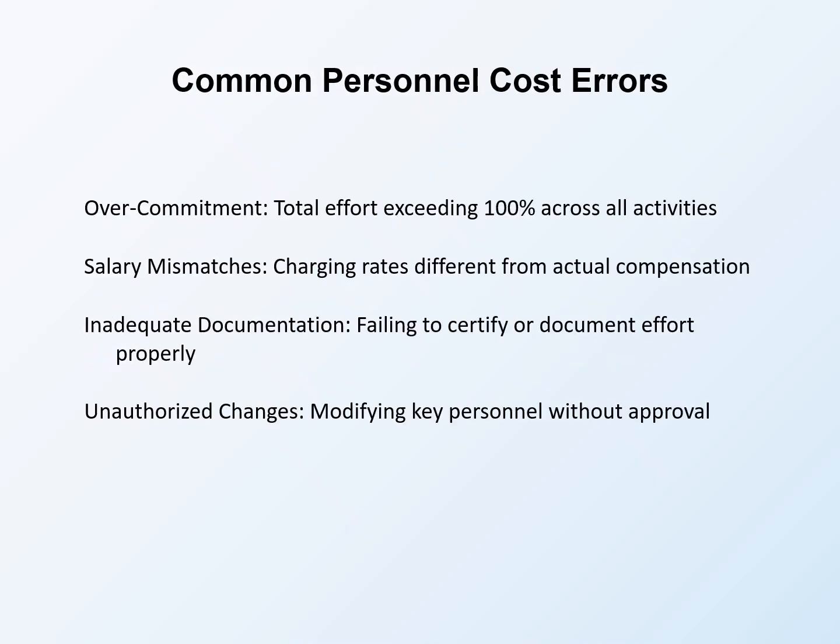Several common errors create compliance problems with personnel costs. Recognizing these pitfalls helps you avoid them in your own grant management. Overcommitment means total effort exceeding 100% across all activities. If someone commits 30% to 3 different grants plus 50% to instruction, that totals 140%, which is impossible. Institutions should monitor total commitments to prevent overcommitment.